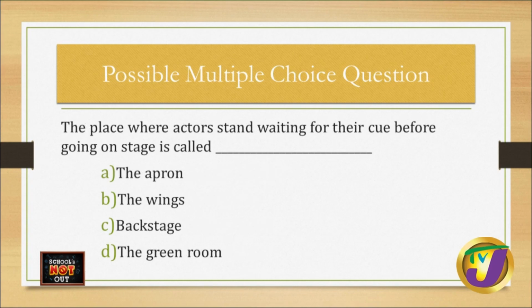The place where the actors stand waiting for their cue before going on stage is called the what? No, you put down your hand, you answer too much time now. All right, you, yes. Is it A, the apron? You sure it's the apron? Or it's B, the wings? Maybe it's C, backstage. Or it's D, the green room? Remember now, the stage has 9 areas, and to the left and right, we have a little area. What is it called? Yes, you're right, the wings. So B is the correct answer.